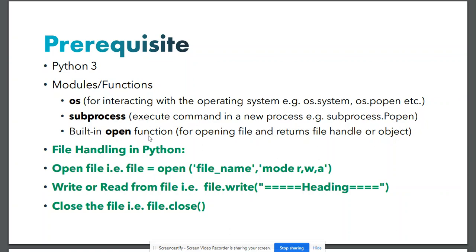So for file handling in Python, normally what we do, first of all, we open a file using the open function. We provide the name of the file and we provide the mode which we want to use, either this file is being opened for reading, writing, or appending. The main difference between writing and appending is that in case of writing, it will keep on overwriting the file. Then we can either read or write that file by using the method write. And finally, we can close the file using the method close.